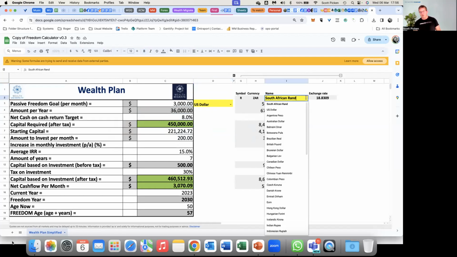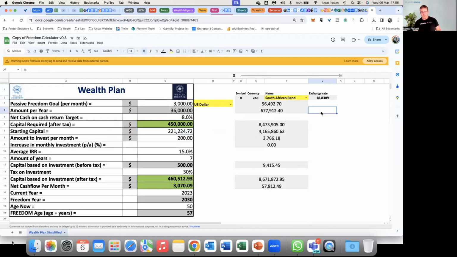And if you live in South Africa or the UK or anything else, you can then convert it here. And this links straight into the digital exchange, so it's updated daily. So your first target is, what is your passive freedom goal? How much passive income do you need per month to be free, to pay your expenses, to be free?